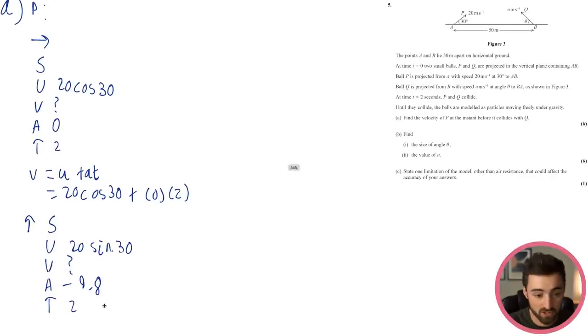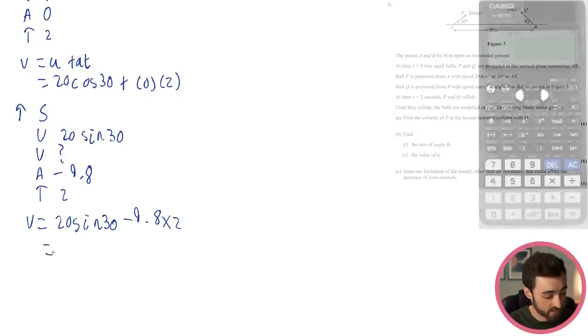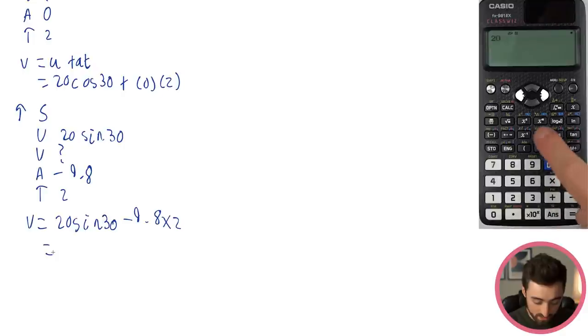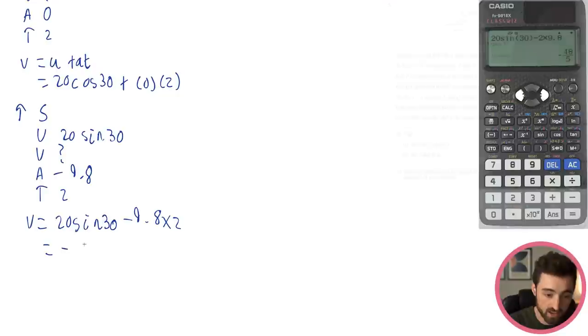So we can do V equals U plus AT on this one now, can't we? So I can say that V is going to equal U, which is 20 sine 30, plus AT. So that's minus 9.8 times 2. Straight to your calculator. 20 sine 30 minus 2 times 9.8 is going to equal minus 48 over 5.